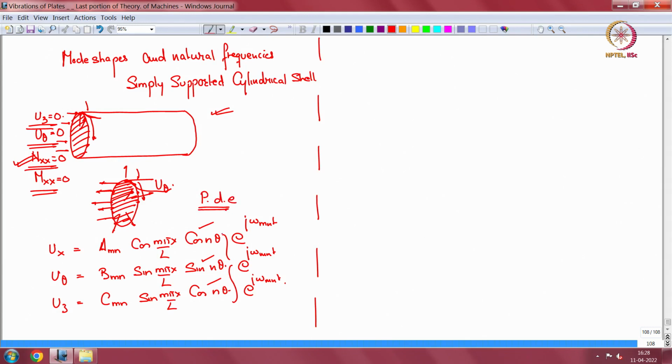However, there has to be a parallel cos n theta and sine n theta mode also. So, there are two sets of modes, and these are orthogonal. This is orthogonal to this, this is orthogonal to this. There are two sets of modes, and both will have the same natural frequency. We saw that for a ring, the natural frequency determinant did not change.